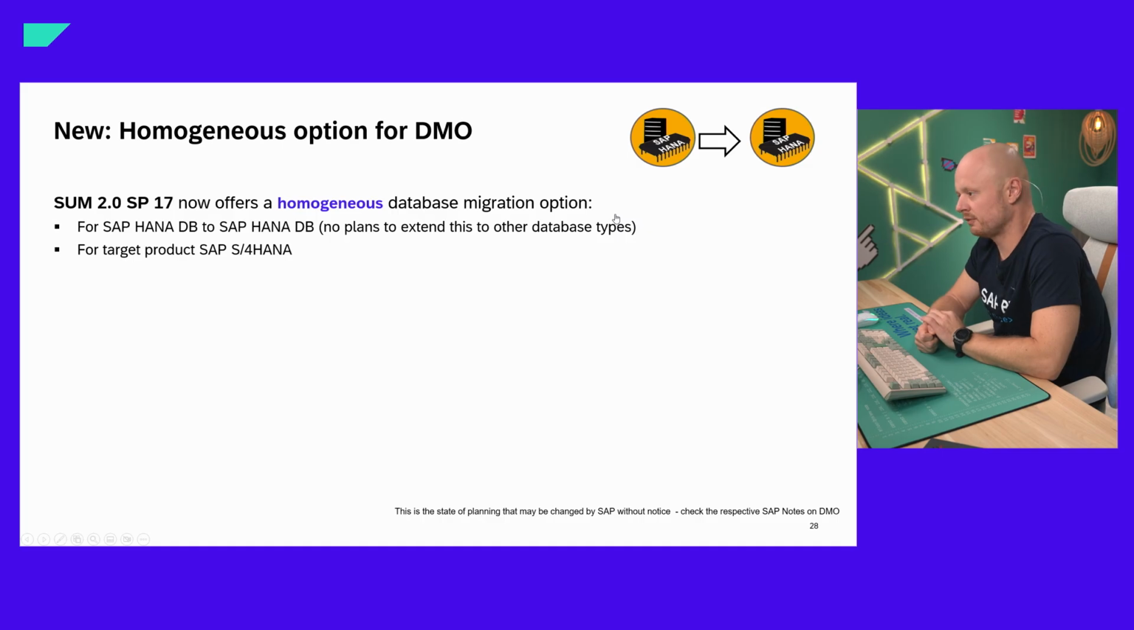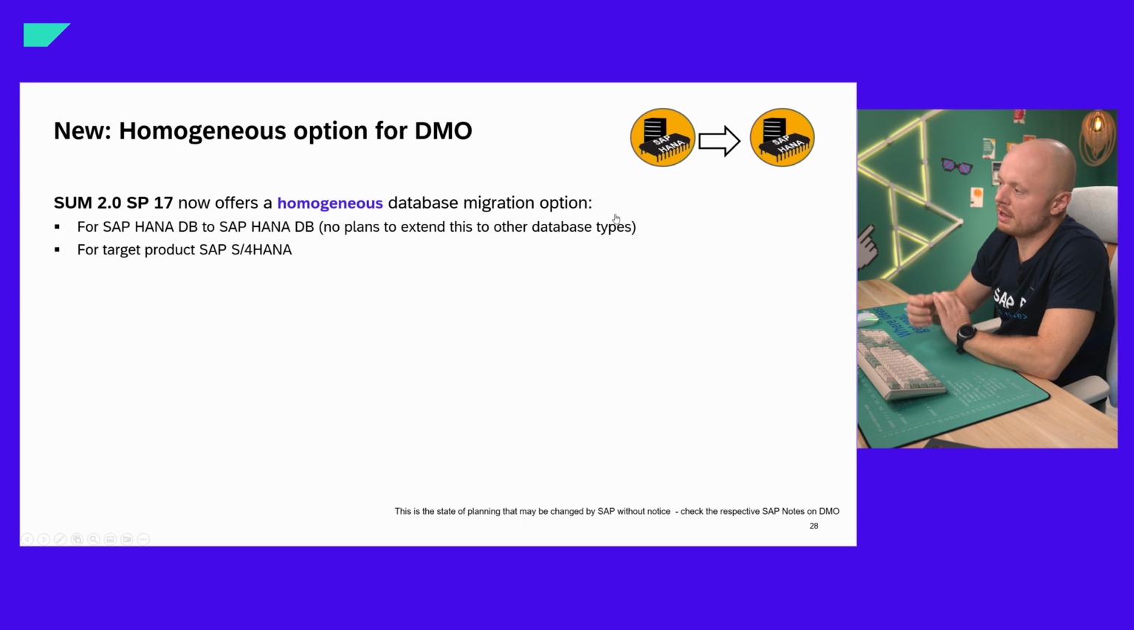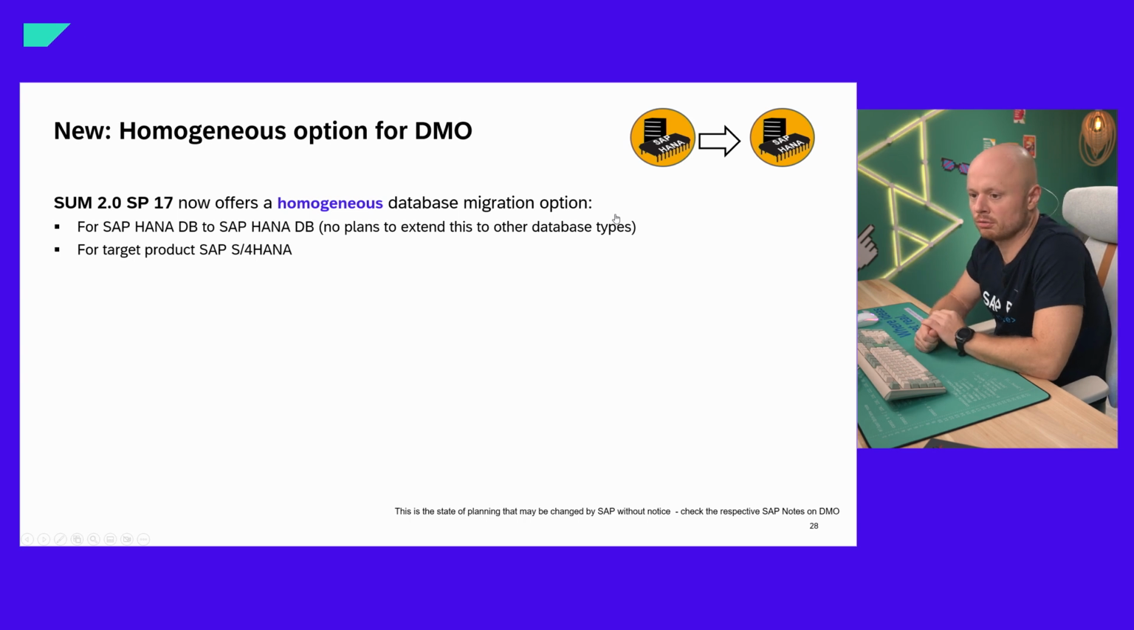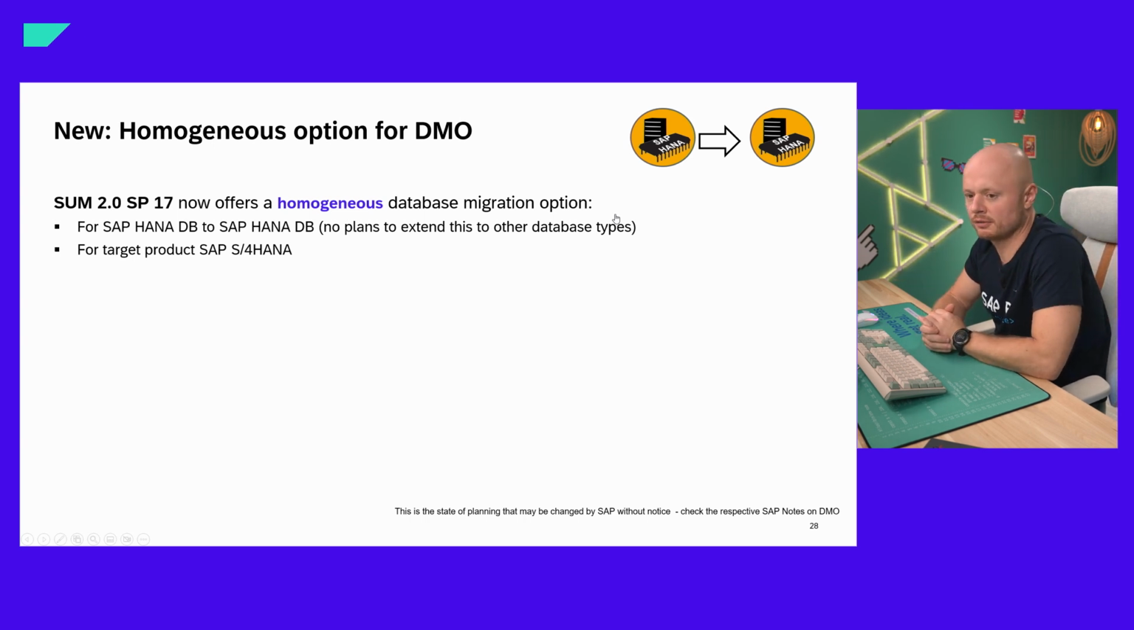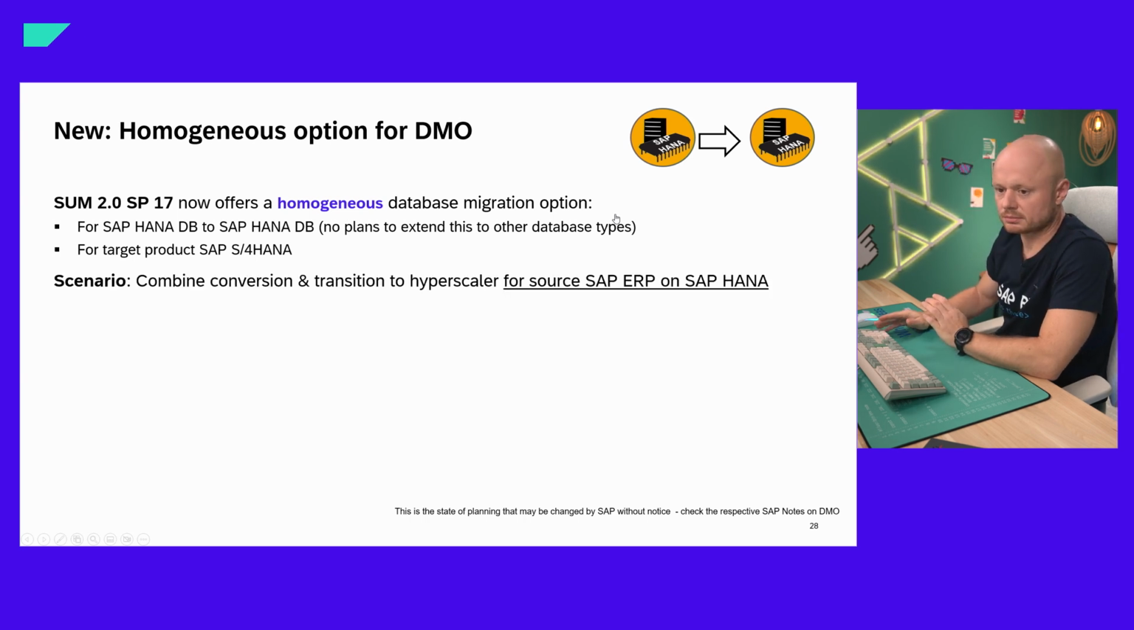Starting now with support package 17 of the software update manager, it offers the homogeneous database migration option. So if you have an ERP system which is already running on SAP HANA database and you want to make the switch to S4 on an SAP HANA database, then this is now possible. We released support package 17 of the software update manager back in April this year.